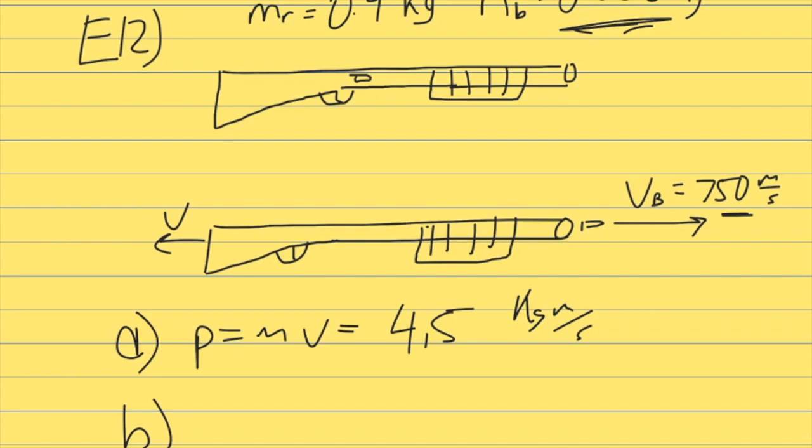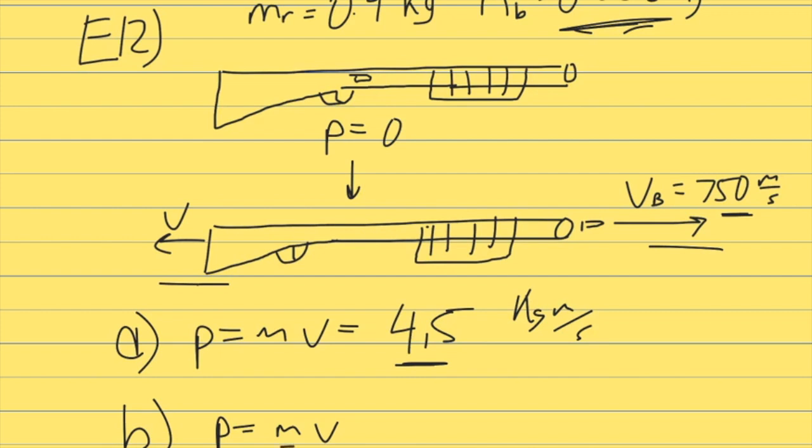says if external forces acting on the rifle are ignored, what is the recoil velocity? So it initially has a total momentum of 0, which means afterwards the total momentum is also going to be 0, which means the momentum of the bullet has to equal the momentum of the gun. So momentum of the bullet we found to be 4.5. That means the momentum of the gun is going to be 4.5, and P equals M times V.